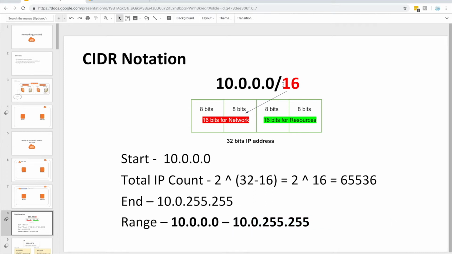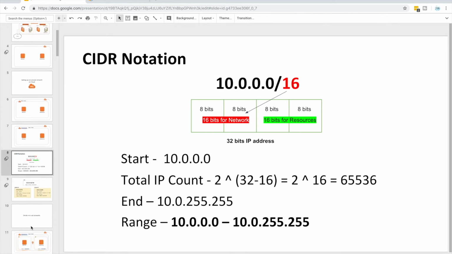Another thing you must know is that the maximum size AWS supports is /16 and the minimum is /28. In /16 you get 65,536 IP addresses. In /28, which is the minimum value that a VPC supports, you get 16 IP addresses. Right, let's get back to our diagram.